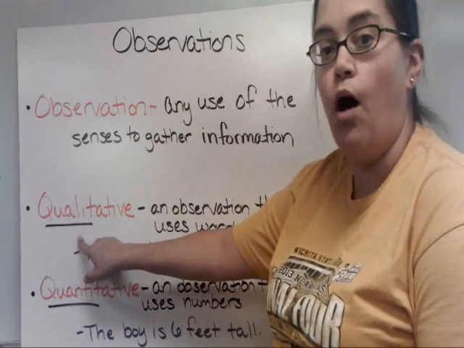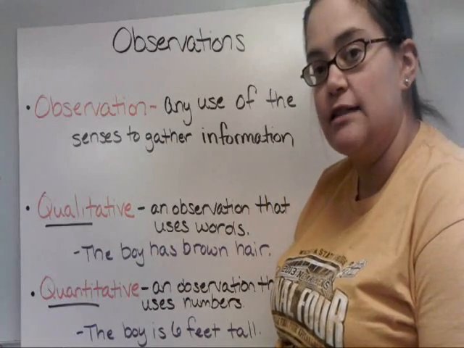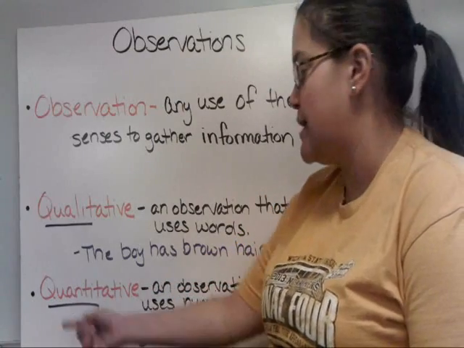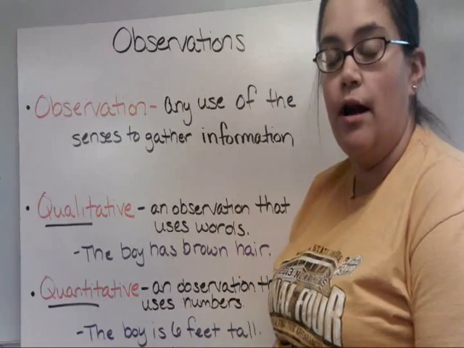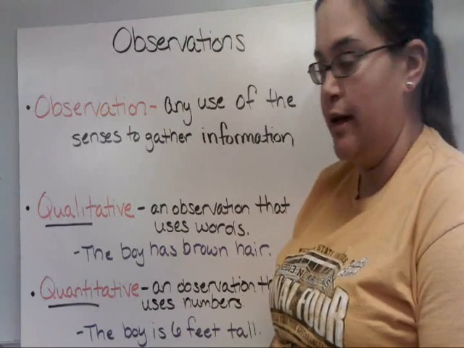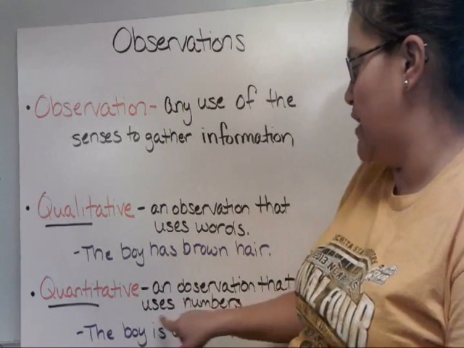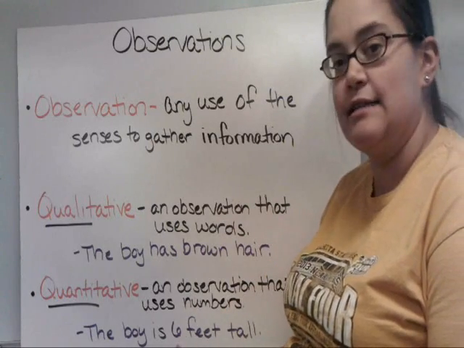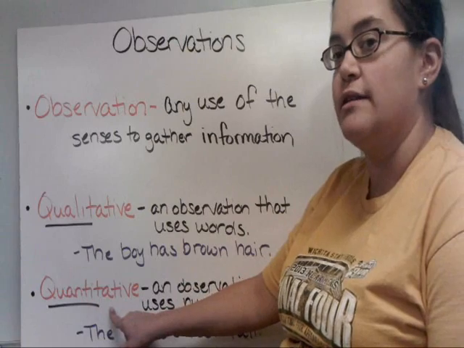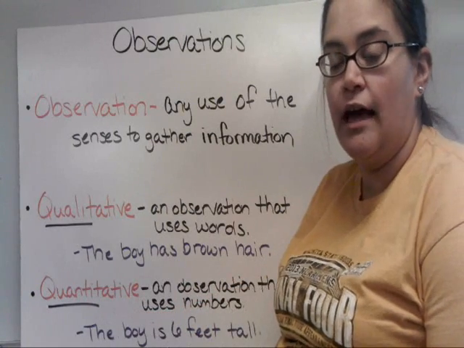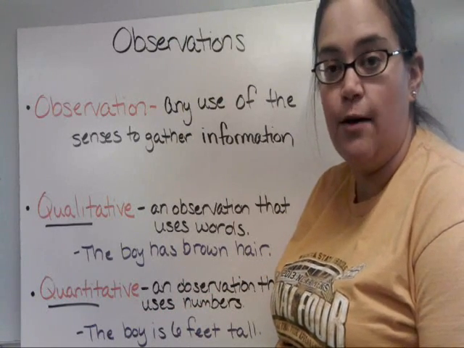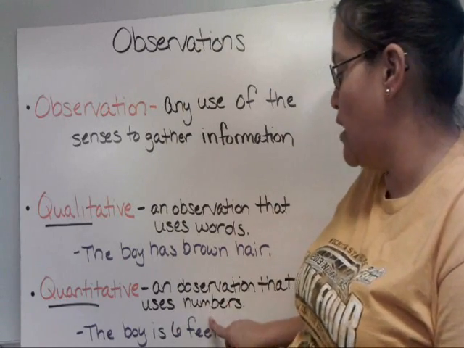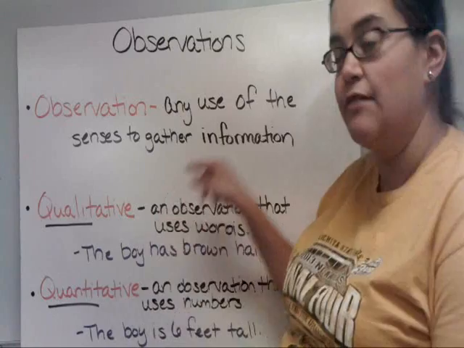So it is qualitative. Second is quantitative. And it describes a quantity or number. So this will always have a number included. Observation that uses numbers. So the boy is 6 feet tall. 6 is the number. So this is a quantitative observation. Another example would be there are 12 flowers. 12 is a number that describes the object. So if it has a number, it's going to be quantitative.